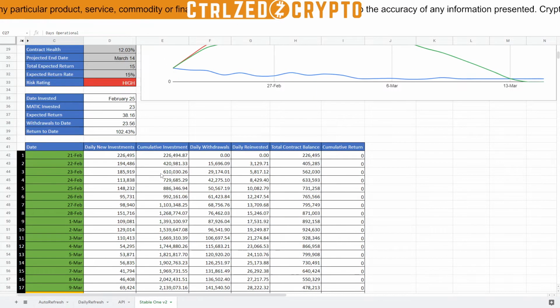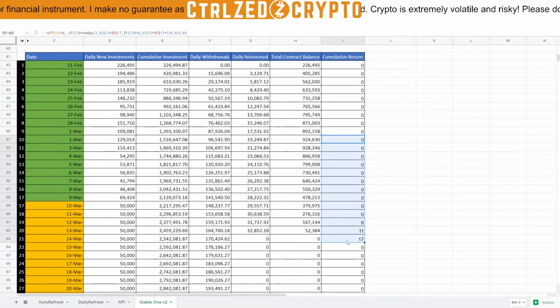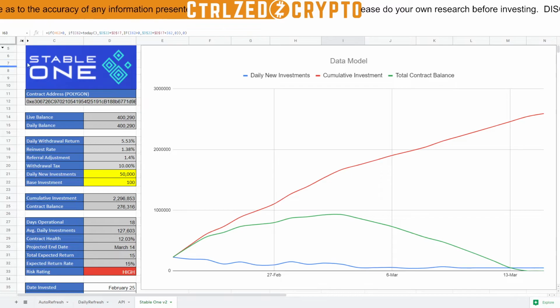Sorry, you can see this last column, cumulative return. It just shows you per day how much you're getting back out of that initial $100 investment. I'm not going to make this spreadsheet public. I still want to do some work on it. It also has some API links in there, like my API private key.